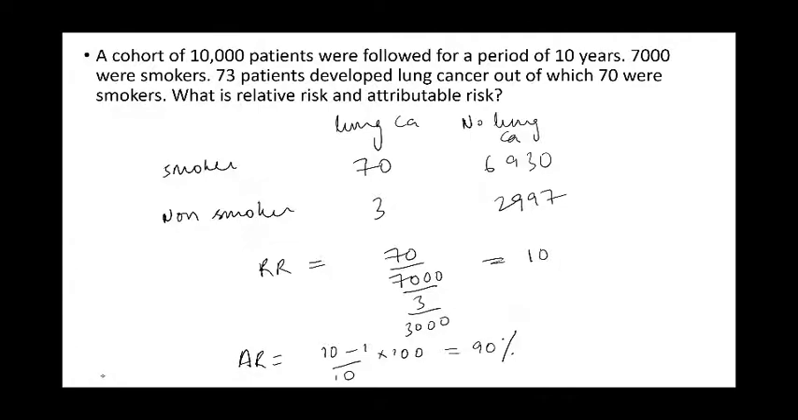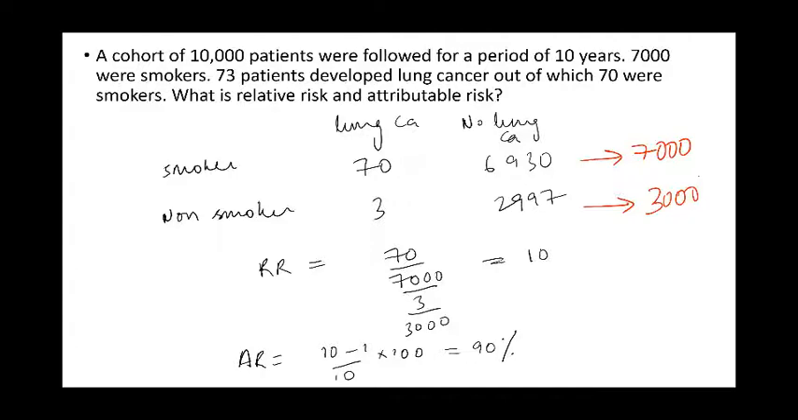For example, here we've taken a cohort of 10,000 patients who were followed for a period of 10 years. Out of which 7,000 were smokers and we have 3,000 non-smokers. These habits were not present earlier, but over the period of 10 years, they have developed it. So it's a cohort study. So how do we calculate relative risk and attributable risk?